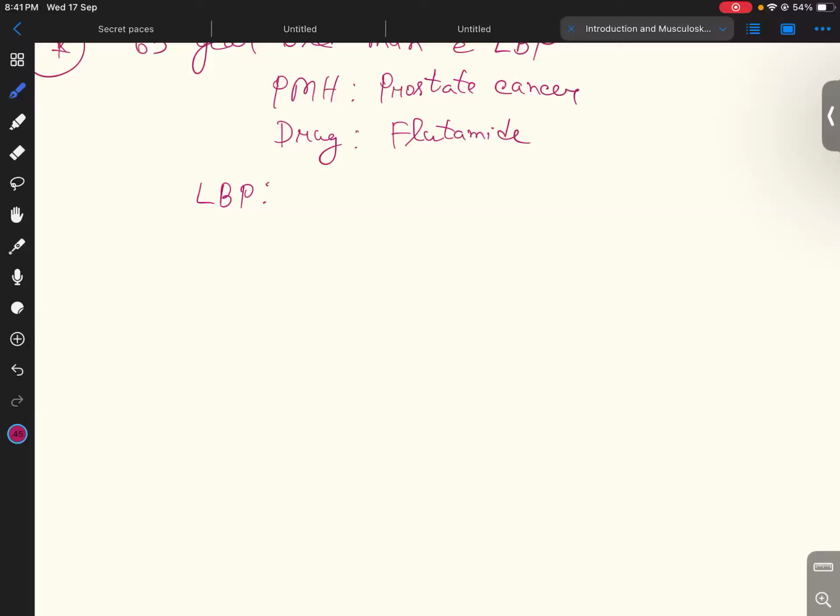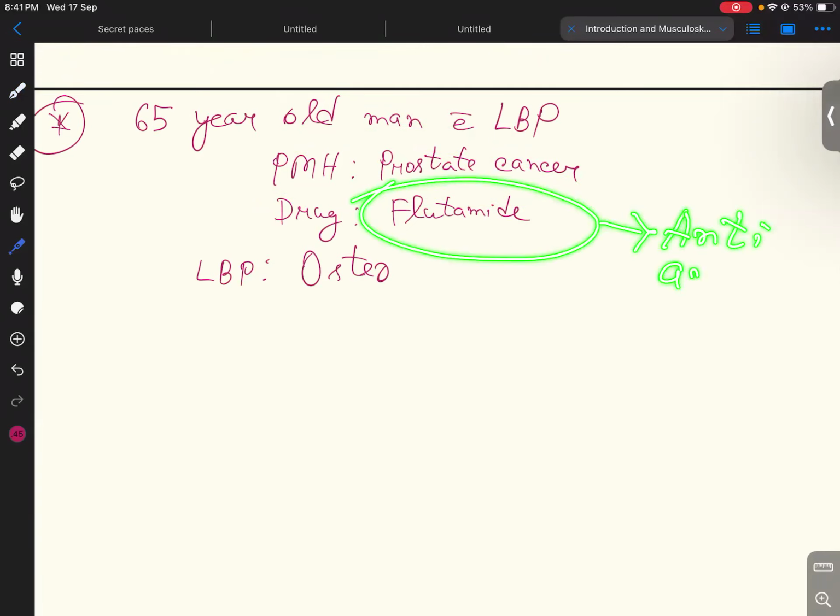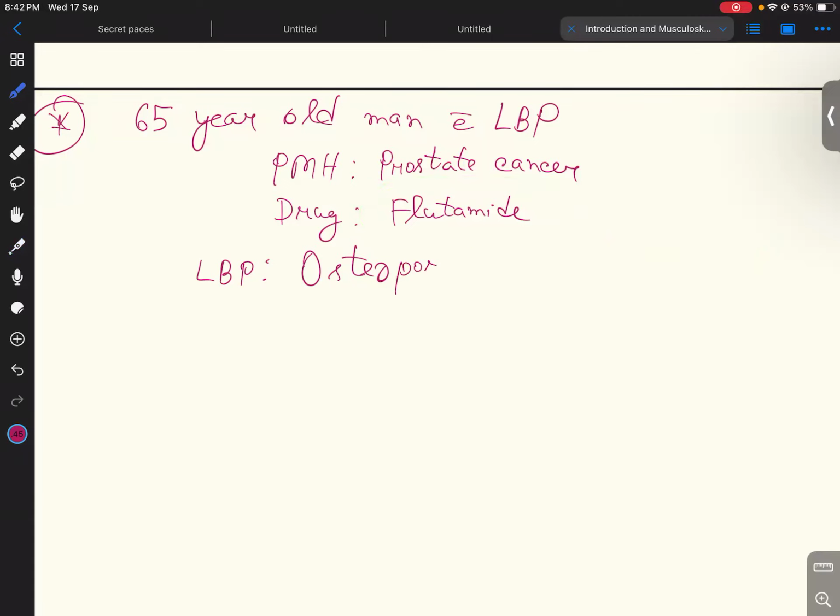Metastasis. Think once again. It's a tricky question. Osteoporosis. Due to what? One has answered, Dr. Siddharth had answered. Osteoporosis due to flutamide. Yes. This is not due to metastasis. Remember, he is already getting treatment. He is on treatment. And he is getting flutamide, that is anti-androgen. This is a tricky question. I was just checking who can answer this question. This is osteoporosis due to anti-androgen, that is flutamide.